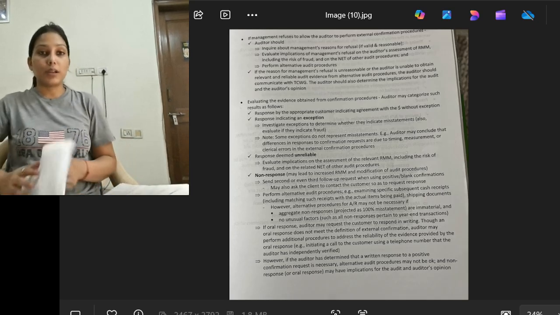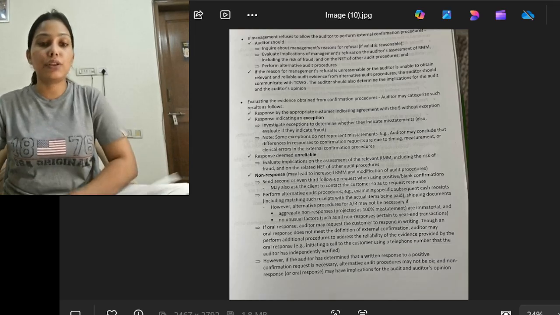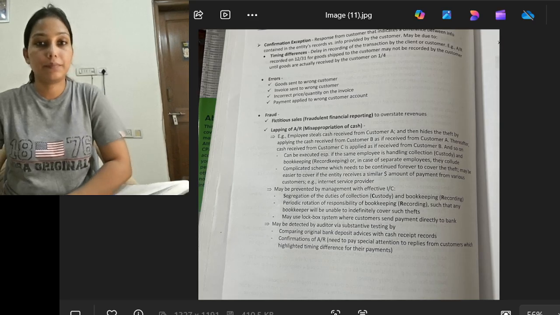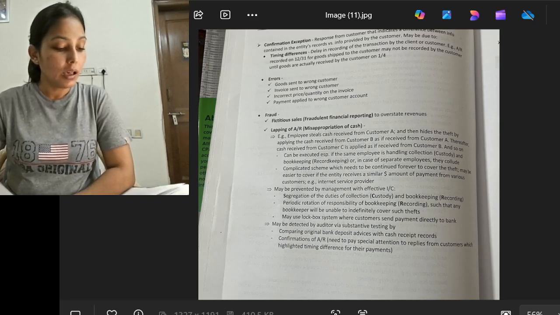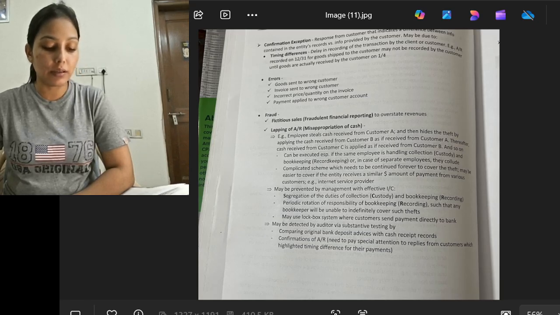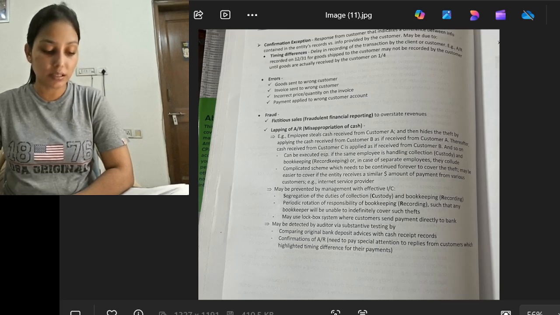And a return response is much needed from the customers, which will only be documented as a part of the confirmation request. Also, confirmation exceptions: a response from the customer that indicates a difference between information contained in the entity record versus information provided by the customer. This may be due to timing differences or errors. In the case of timing differences, there is a delay in recording of a transaction by the client or the customer. An example is that AR is recorded on 31st December for goods shipped to the customer, but may not be recorded by the customer until the goods are actually received.